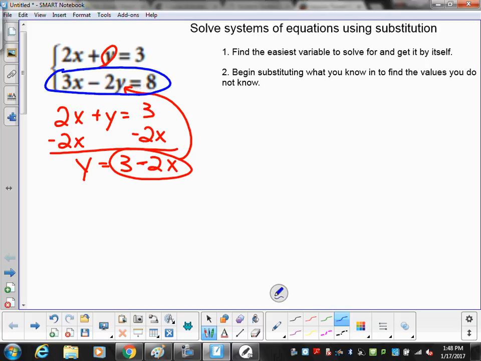So 3x minus 2 times 3 minus 2x equals 8. The only thing that I did is I rewrote this equation, but where y was, I put what y was equal to.